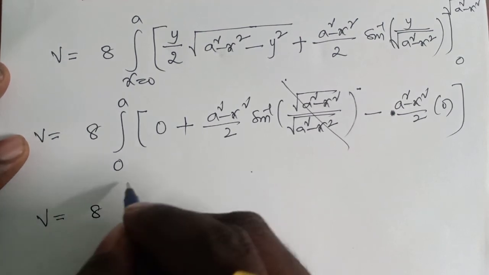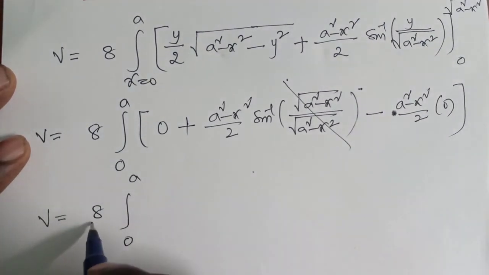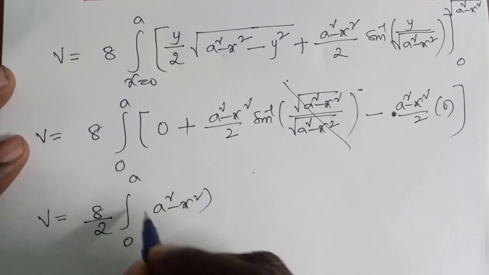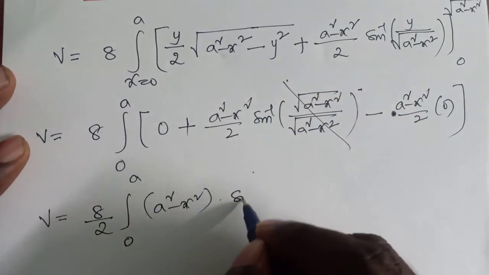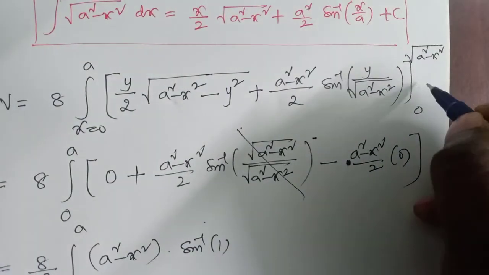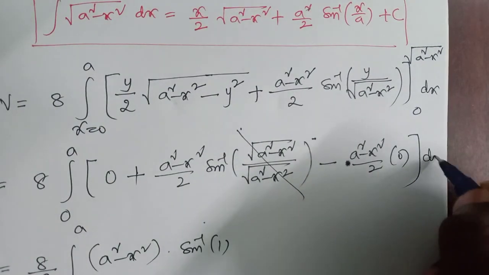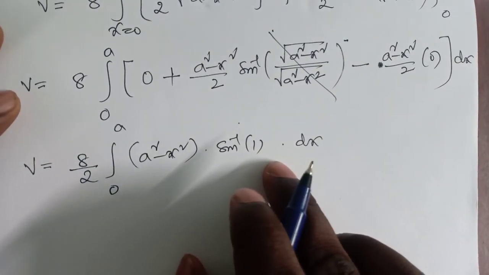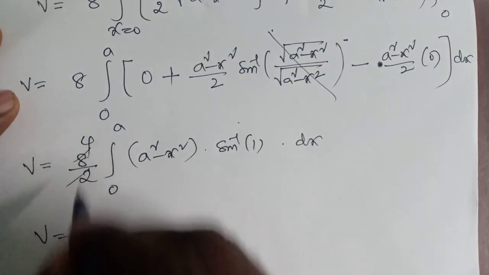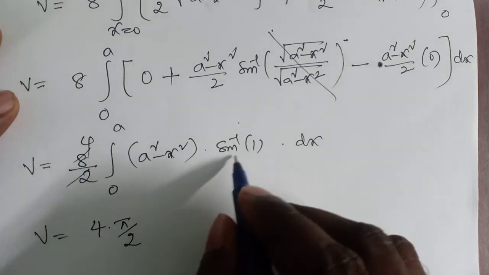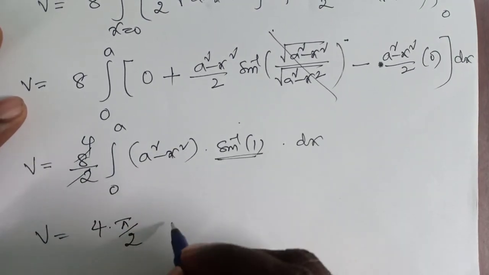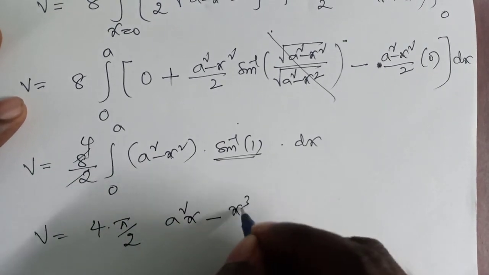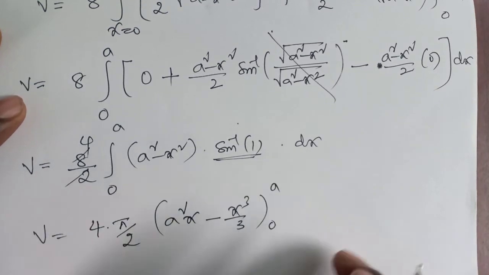So V is 8 times the integration from 0 to a. Take 2 outside the denominator. What we have is a square minus x square times sine inverse of 1, in terms of dx. Sine inverse of 1 is pi by 2, a constant, so put it outside. So V equals 2 ones are 2, 2 fours are 4, and the constant pi by 2. So integrate a square minus x square: for a square it is a constant, so a square x, minus for x square it is x cube by 3, on the bounds from 0 to a.